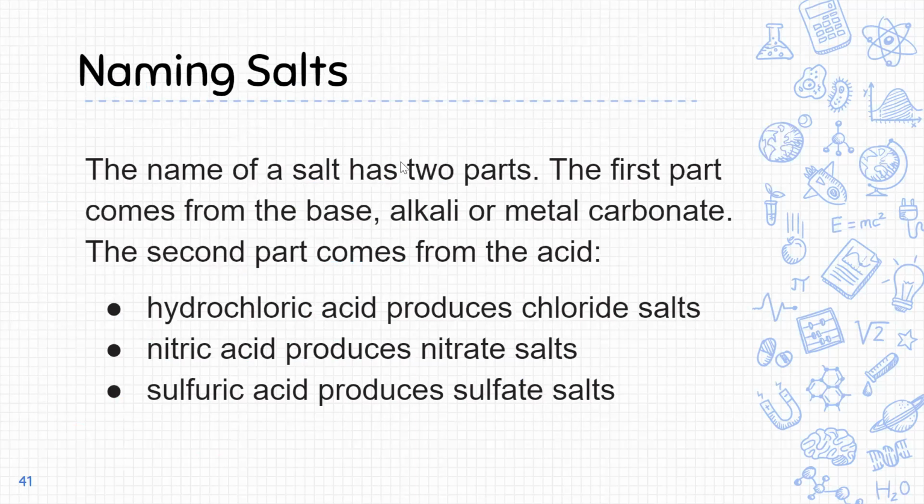Okay, so the name of a salt has 2 parts. The first part comes from the base, as we've just said, the alkali or the metal carbonate, and the second one comes from the acid. Hydrochloric acid produces chloride salts. Nitric acid produces nitrate salts. And sulfuric acid produces sulfate salts. So, remember these 3 bullet points, because in the next video we will be looking at naming salts with the neutralization reactions.